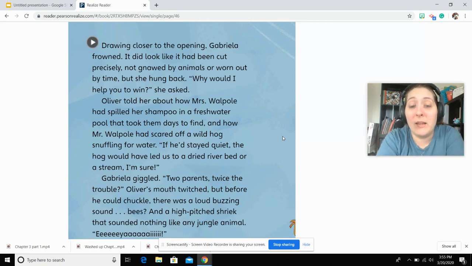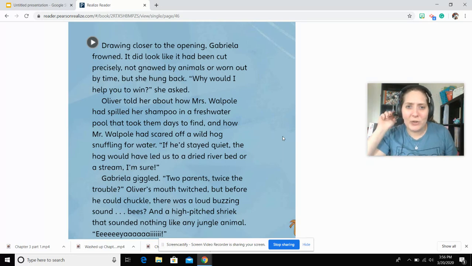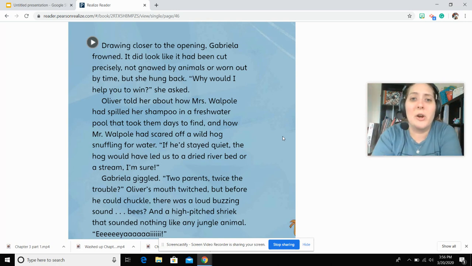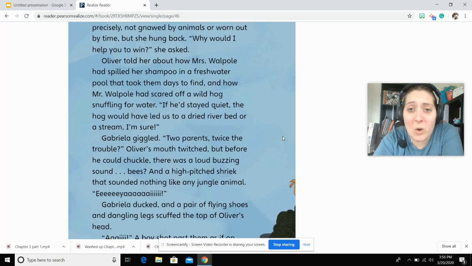Drawing closer to the opening, Gabriella frowned. It did look like it had been cut precisely, not gnawed by animals or worn out by time, but she hung back. "Why would I help you to win?" she said. Oliver told her about how Mrs. Walpole had spilled her shampoo in a freshwater pool that took them days to find, and how Mr. Walpole had scared off a wild hog, snuffling for water. "If he'd stayed quiet, the hog would have led us to a dried riverbed or a stream, I'm sure."